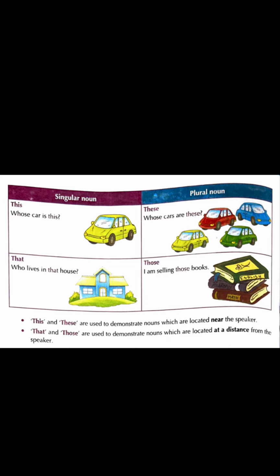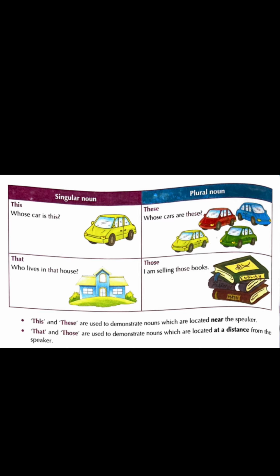To understand this better, let's take a look at this picture. You have a singular noun, you have a plural noun, and then this or these, that or those. So what happens? This is a singular noun, whereas these is a plural noun. Now if we say whose car is this? That means that you're standing pretty close to the car. So you will say this car, that means you can actually touch it.